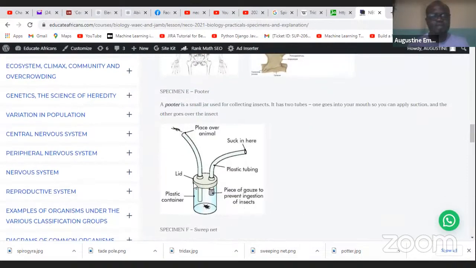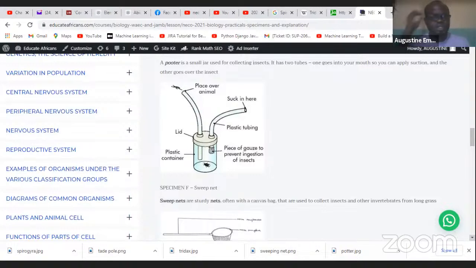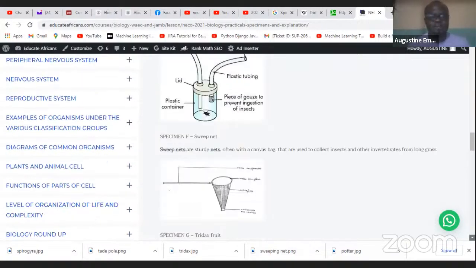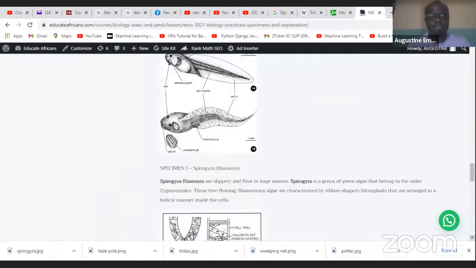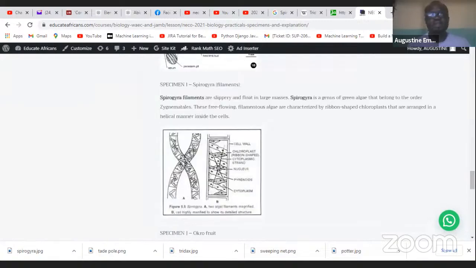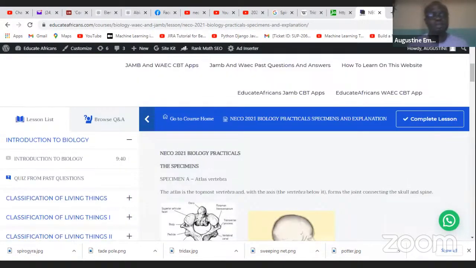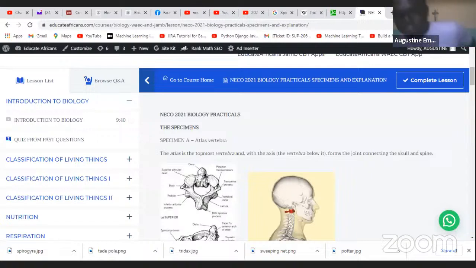And like I said before, you have the pooter that you can use to collect insects that are very close. It's simply a small jar for collecting insects. Then the sweep net has a canvas bag and is used in collecting insects and invertebrates over long grass. So if what you're picking is not very close, you can use the sweep net instead of using the pooter. So take note of that. Traders, we have talked about this. I've talked about all this. So that is very, very important. So study that. In subsequent classes, we are going to go into detail.